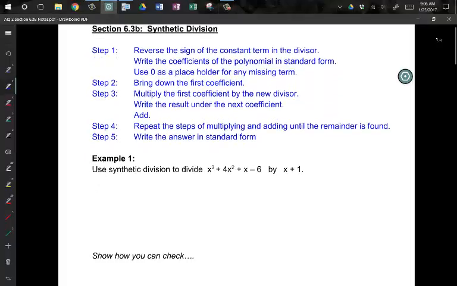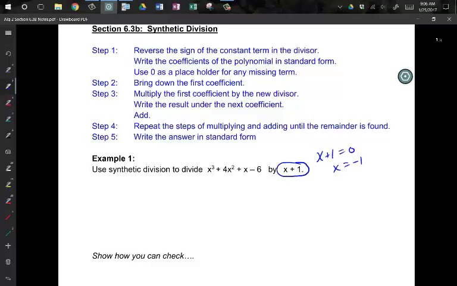First it says reverse the sign of the constant term in the divisor. So I want you to circle the divisor down here. Right now it says x plus 1. Think with me: if x plus 1 equals 0 and you solve that, what would x equal? -1. And so when it says reverse the sign of the constant term in the divisor, that's what that means.